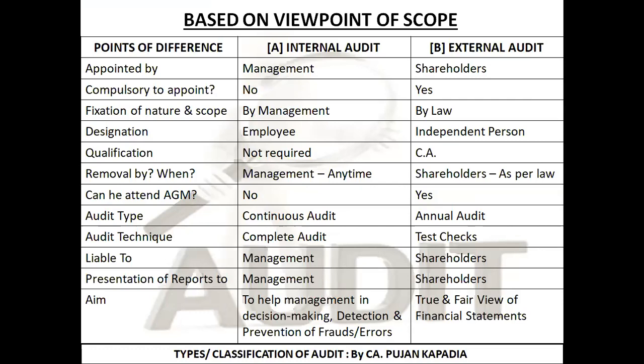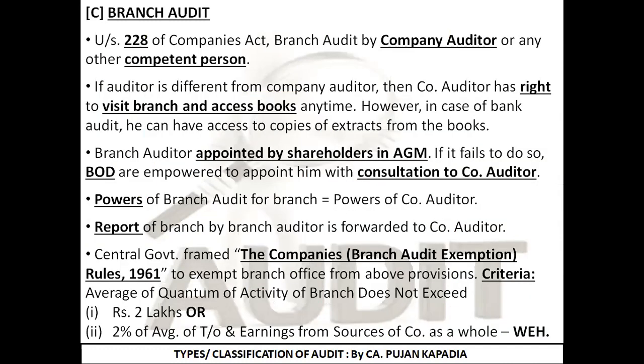First was internal audit, that is basically being appointed by the management to perform the day-to-day audit work. Second is external audit, basically it is being appointed by the shareholders if it is required under any law. And third is branch audit, as I have told you, if the last point, that is the criteria, if your activity is exceeding that particular criteria, you need to follow all the particular points that are written over here.